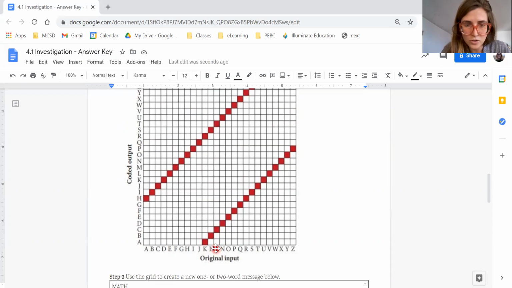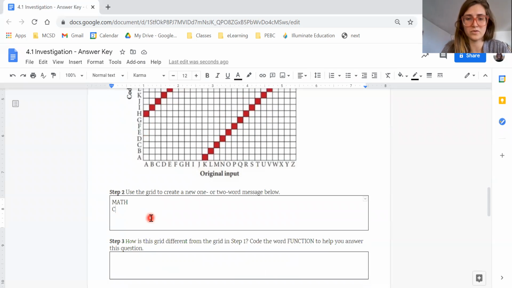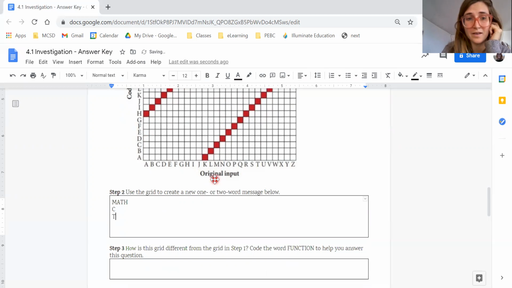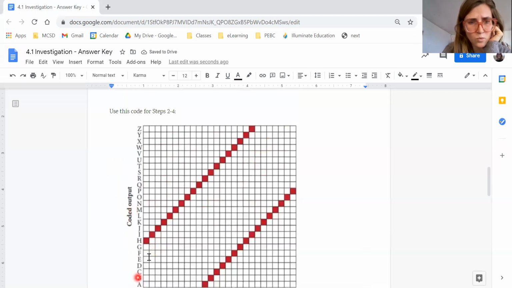You see that? So again, my input is on the horizontal, the output is on the vertical. So I follow the horizontal to the letter I want to code, which in this case is M, and then I follow this up to the red square. But in this code grid, there's 2 red squares for the inputs. So math could be coded to C or to T. And then A only has 1 output.